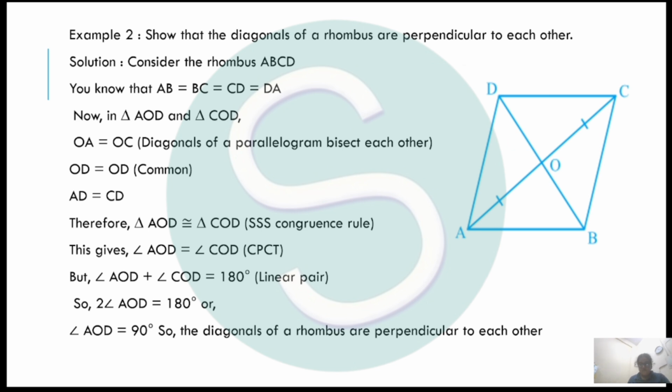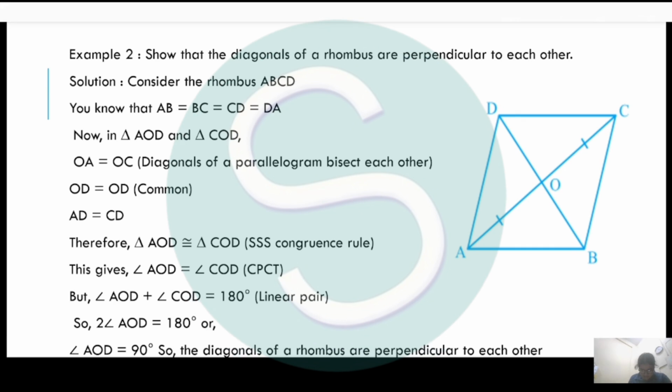Now we will move to the second question, which is: show that the diagonals of a rhombus are perpendicular to each other. So ABCD is a rhombus, this is given to us, and we have to prove that the diagonals are perpendicular to each other. So we have to prove that angle AOD is 90 degrees.